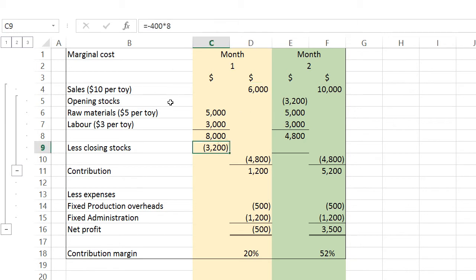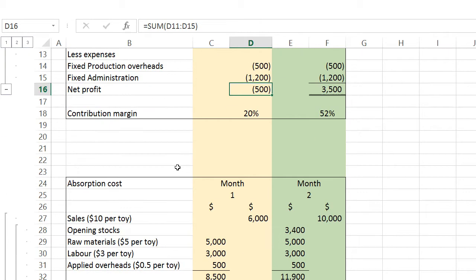Then of course the result is that there will be some closing stocks, and closing stocks will be at 400 units at $8 each. If you recall, why $8? Because it's 5 plus 3, the variable cost of each unit. So resulting in the variable cost of goods sold of 4,008, contribution 1,002. Your net profit is at a negative 500, which is in other words a net loss.